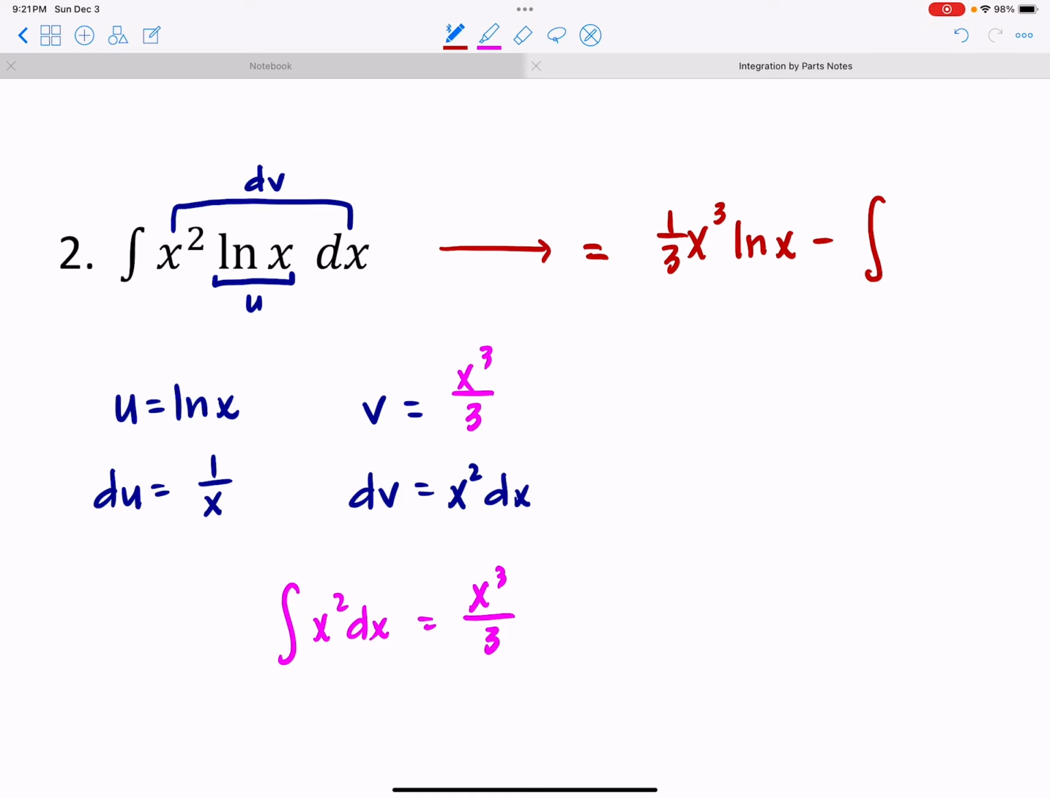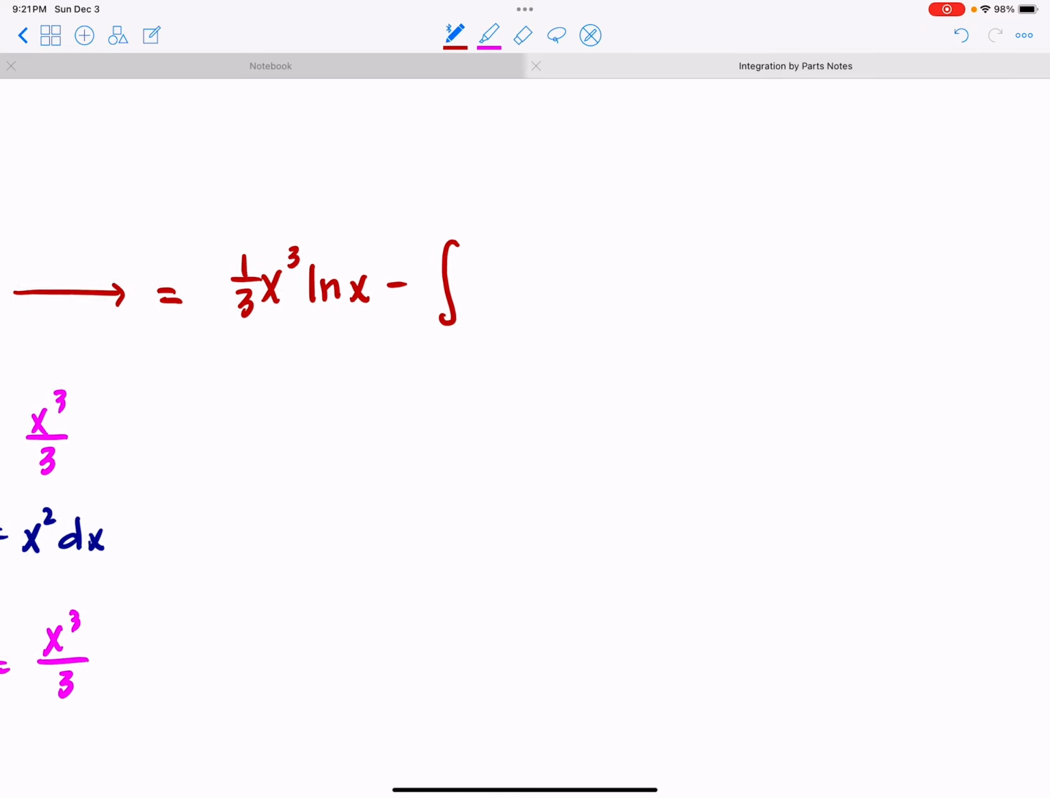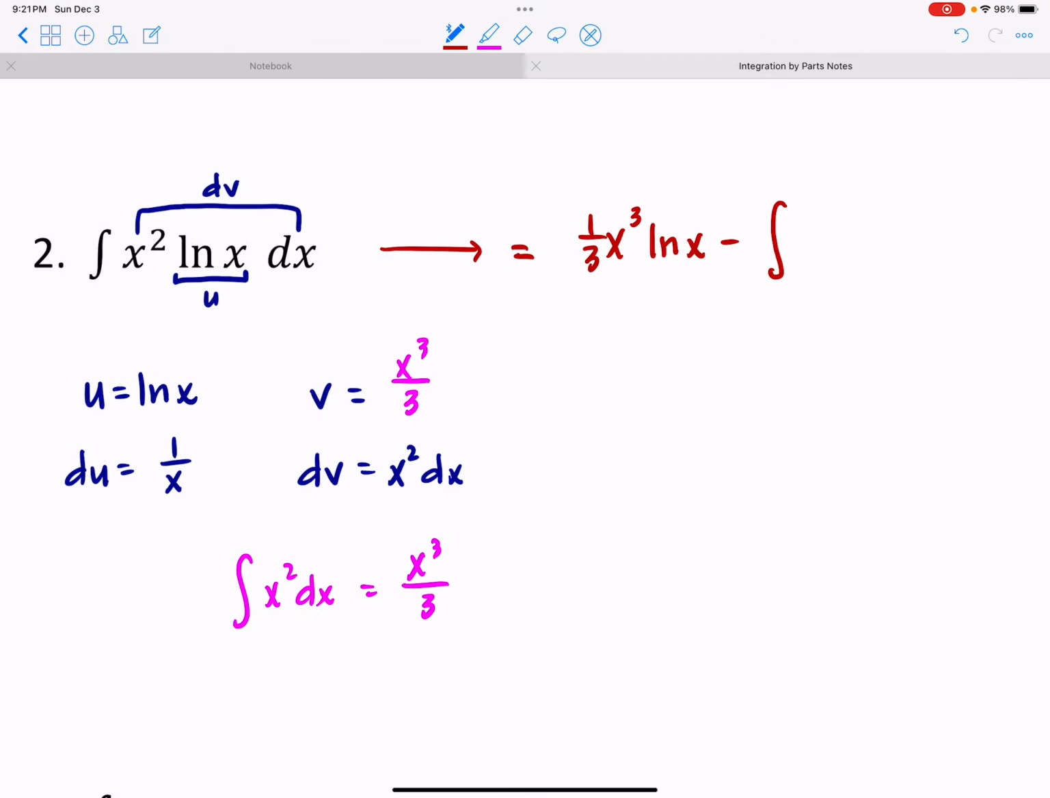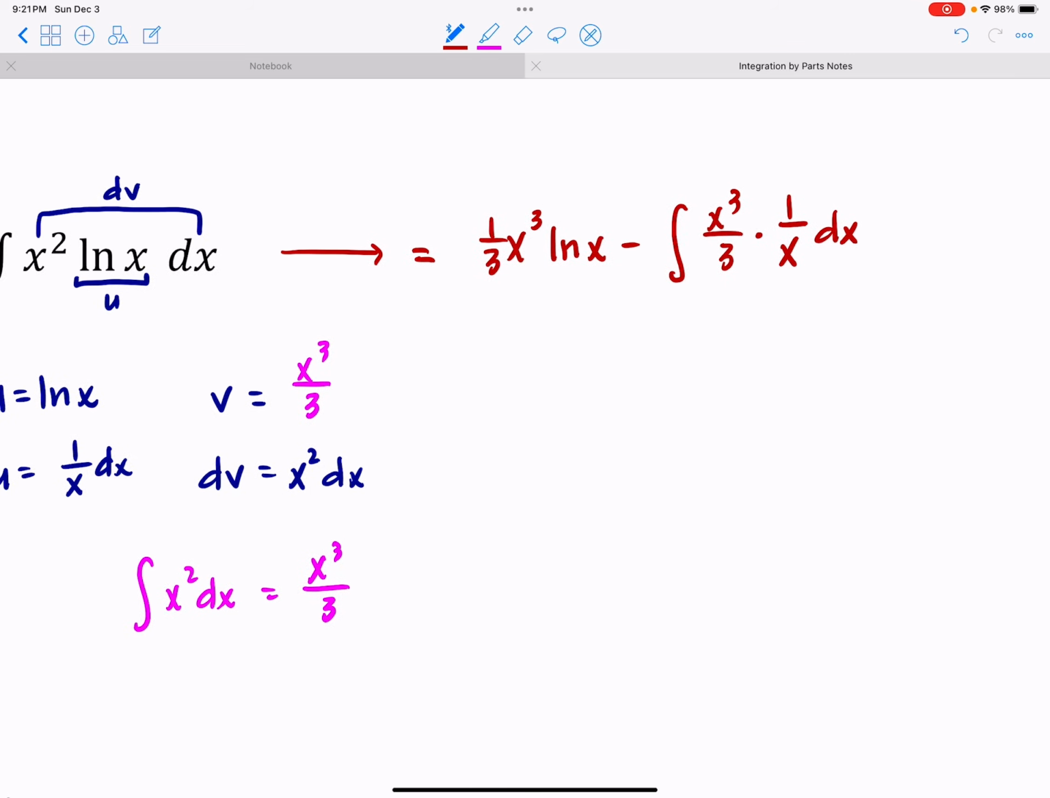We're going to subtract from that v, remember our formula, v times du. So v, which is, again, our x cubed over 3 multiplied by du, which is 1 over x, and I did it again. This needs a differential. Otherwise, we have nothing here. So we need a differential of x. I have a bad habit of forgetting the differential, so don't let me slip on that, okay? All right, so that's v, and that's our du.